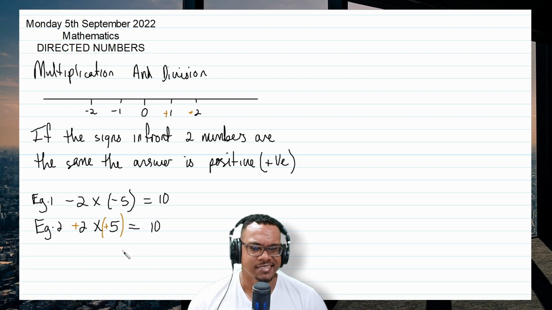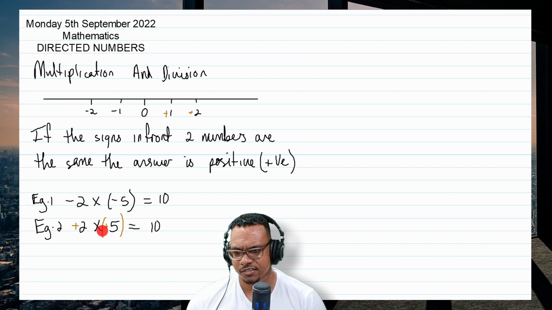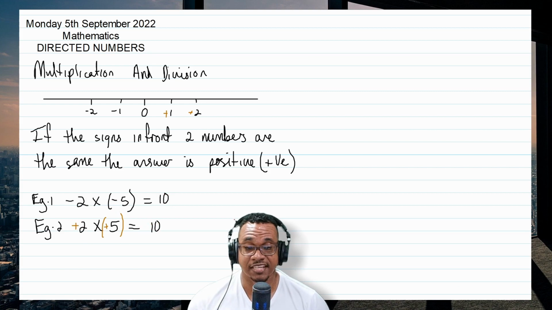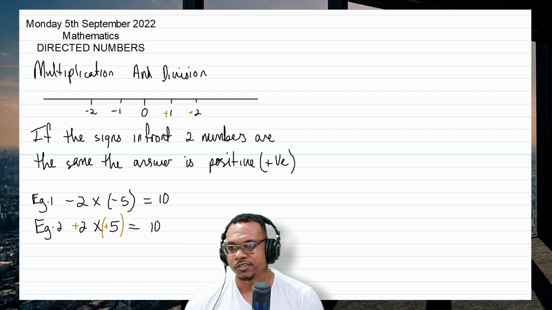By saying the rule like that, you sort of summarize things. It doesn't matter: 2 negatives, the answer is positive; 2 positives, the answer is positive. The signs in front of the 2 numbers are the same, the answer is positive. It goes for division as well. Bring a line down here.